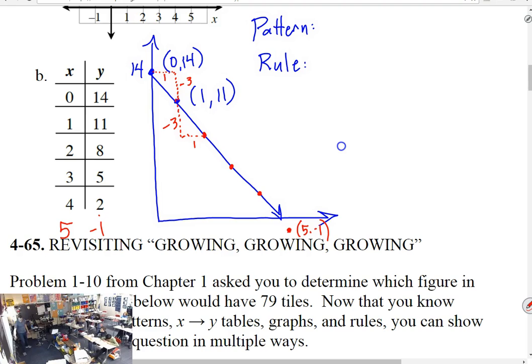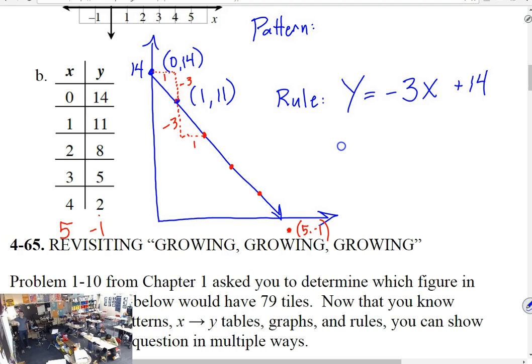Alright, so my pattern, we could draw a couple of different ways. What rule could we make? Alana, how could we write this algebraically? Like the y equals? Oh, so y equals x negative what? -3. Yeah, your change, that -3x and then plus 14, exactly. Thank you very much.